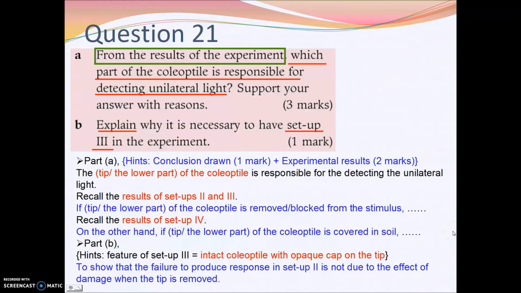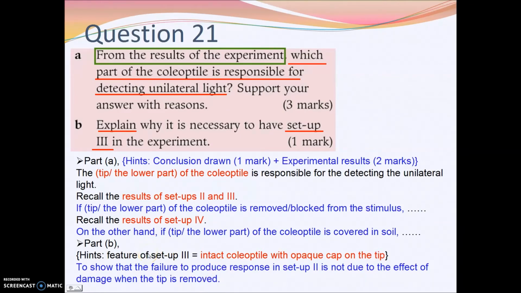And for part B, the question is asking why it is necessary to have setup 3 in the experiment. So you can refer to the diagram. Setup 3 uses the intact coleoptile but with the opaque cap covering the tip. So actually, why do we need this setup?